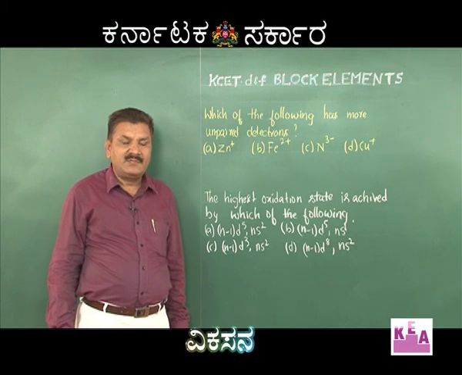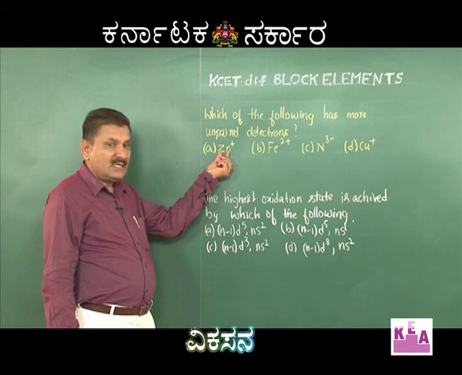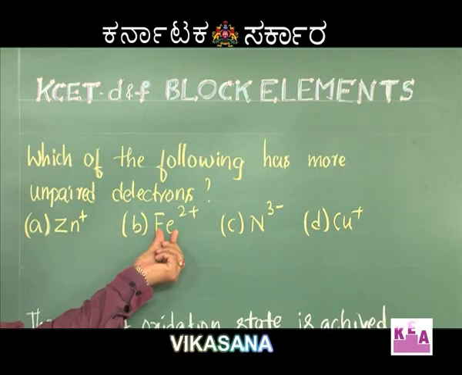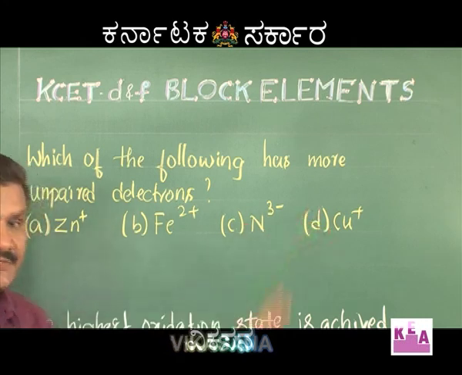Let us have a glance at the next question. The question goes like this. Which of the following has more unpaired d electrons? Zn+, Fe2+, N3-, Cu+. Look at the given ions. We have Zn+, Fe2+, N3-, Cu+.